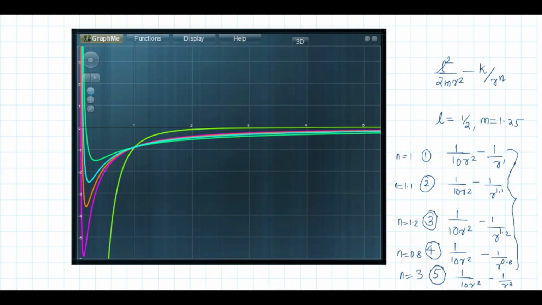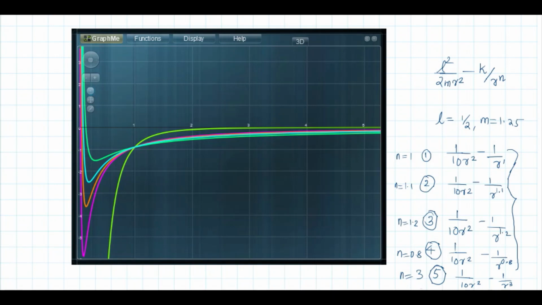And for different values of n, for n equal to 1, the second term will be minus 1 by r. For n equal to 1.1, the second term will be 1 by r raised to 1.1, and so on. I took the last value of n as 3. So that last term becomes minus 1 by r raised to 3. So these 5 graphs correspond to these functions. This is for n equal to 0.8. This is for n equal to 1, 1.1, 1.2, and this green one is for n equal to 3.